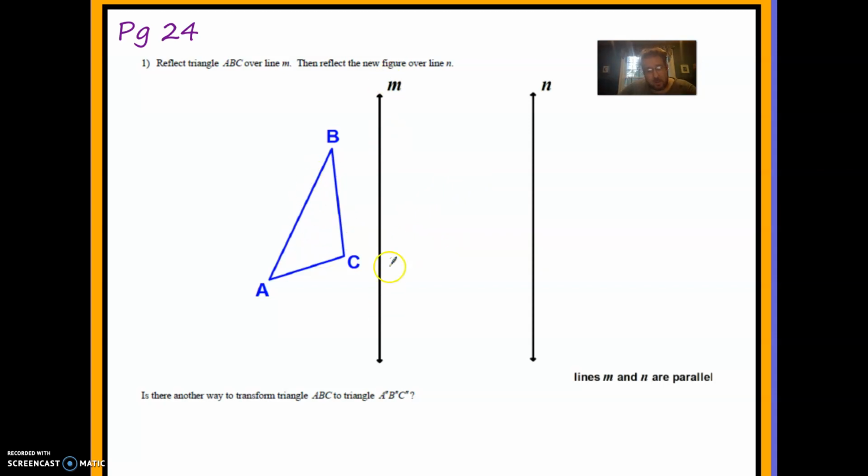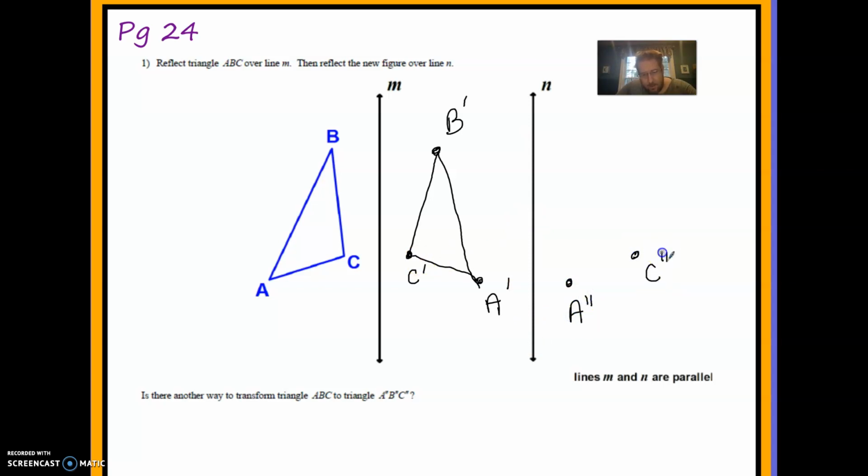If I'm going to reflect this over line M, point C would be about right here. Point B would be about right here, so that's the same height and equal distance to line M. And A would be roughly about right here. So I'm going to call all of these primes because they are the copies of the original. And then if I reflect it again over line N, A would be about right here. So I'm going to call it prime prime. C would be about right here, and B would be about right here.